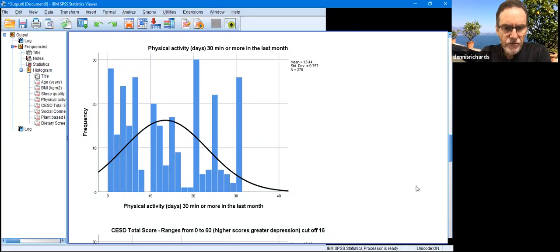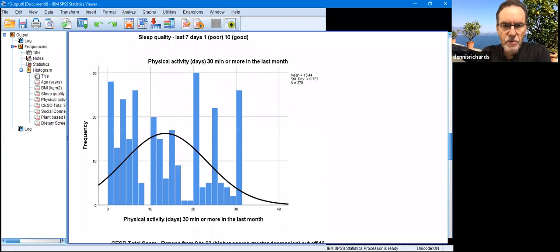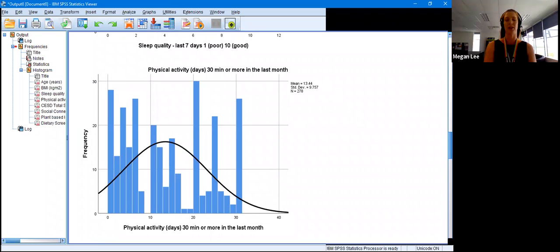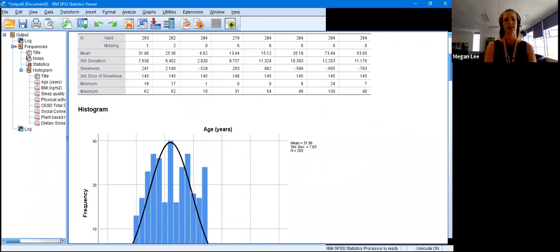We have a large variation. Could we just have a look at the standard deviation again? It was 9.7. Okay, so that's very substantial. Yeah, it's a big range, which is to be expected with physical activity.